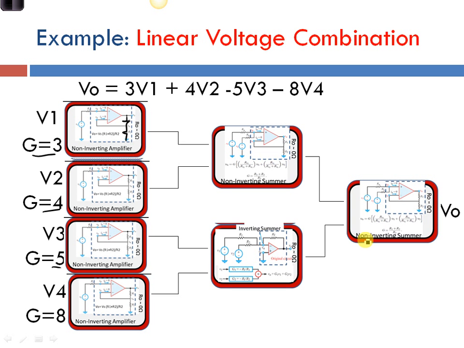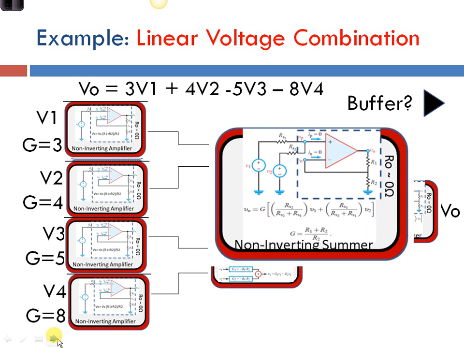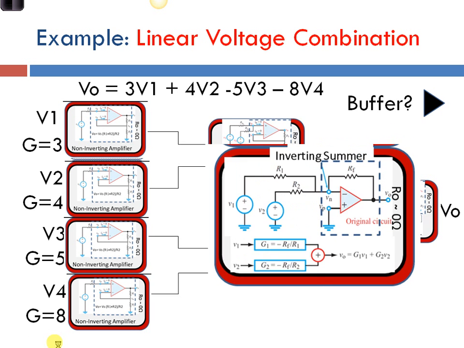shown here. Now that we know what circuits we're going to do, let's take a look at the input resistances in order to decide if we need to put buffers in this circuit. So remember that I can design each of these elements independently as long as the input resistance is near infinity. Here's my non-inverting summer, and sure, when I look in here, Rin is approximately equal to infinity, so I do not need buffers on the lines going into this circuit.